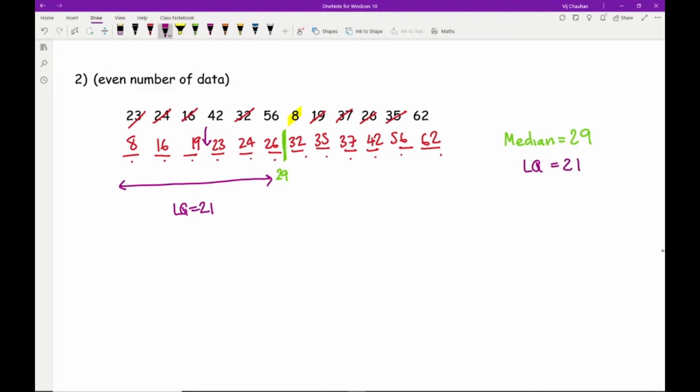And then if I do the exact same this time on the right hand side, so again the middle number is going to be between 37 and 42. So again, if I add those two numbers together, I get 79, divide that by 2, and I get 39.5. So the upper quartile is 39.5.